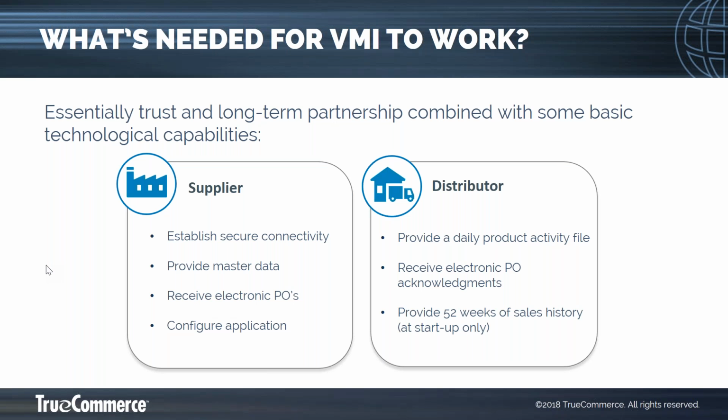On the distributor or retailer side, you will need to be able to provide a daily product activity file. So what was mentioned before in the flow, that's basically a very limited set of data that will help us build a clear picture of what is the net quantity available on any given business day. You will need to be in a position to receive electronic purchase order acknowledgements. And we will need, at the beginning only, to receive from you, ideally, 52 weeks of sales history. We can work with less. We need to build a realistic view of what has been the reordering pattern in the past.